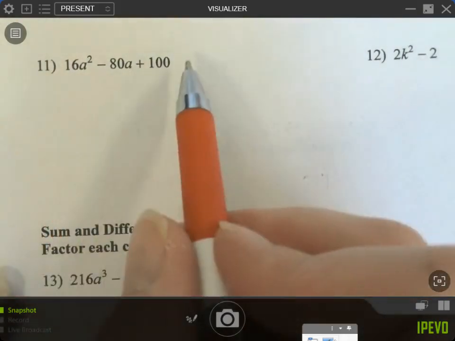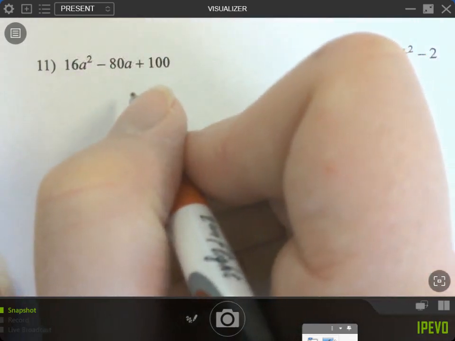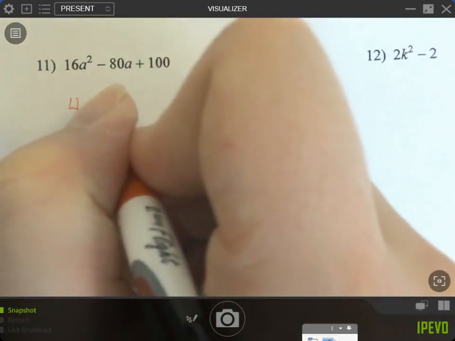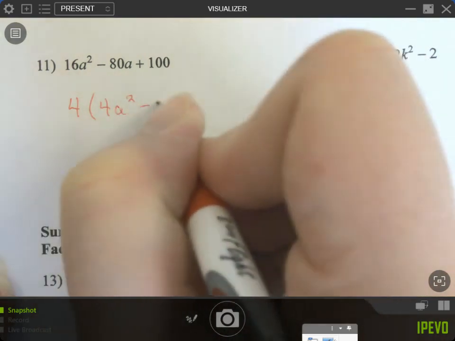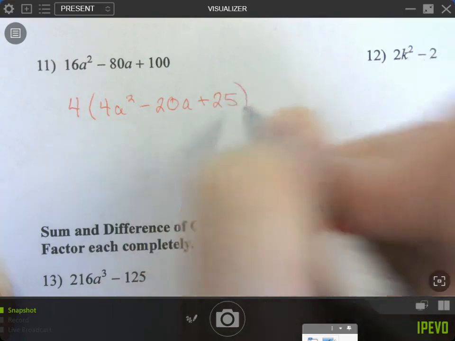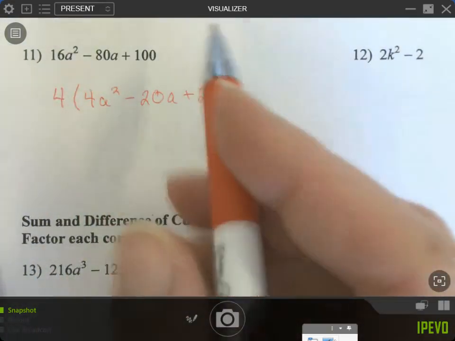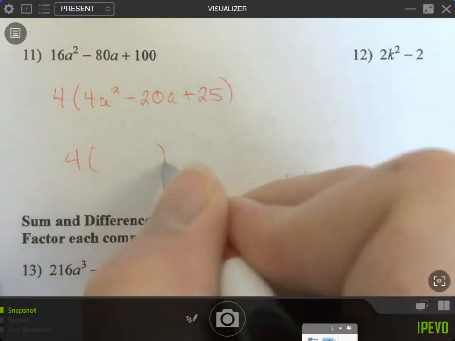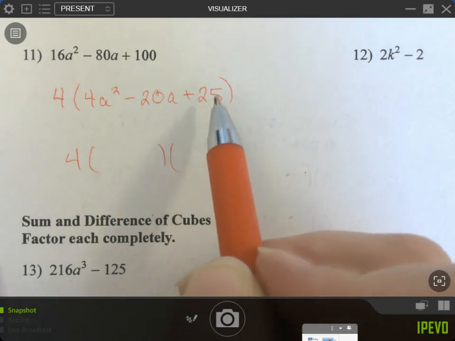I could factor this without taking out a GCF, but I would like to take out the GCF, which would be 4. And that leaves me with 4a squared minus 20a plus 25. All right, so double check your math on that. I call these 2-step problems. Don't try to go right to taking out the 4 and then breaking it down. Take out the 4, let's look at what we have and just take a step back.